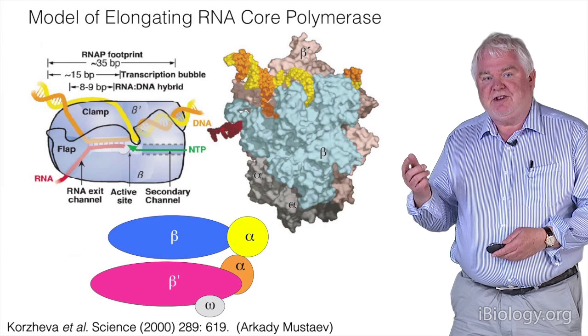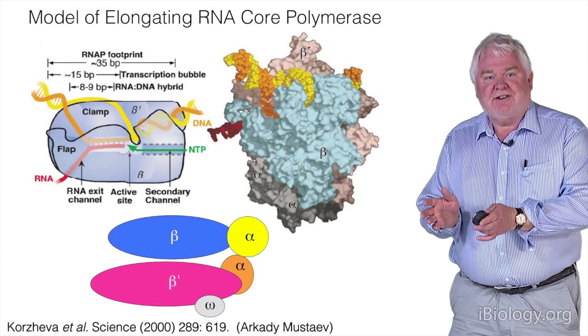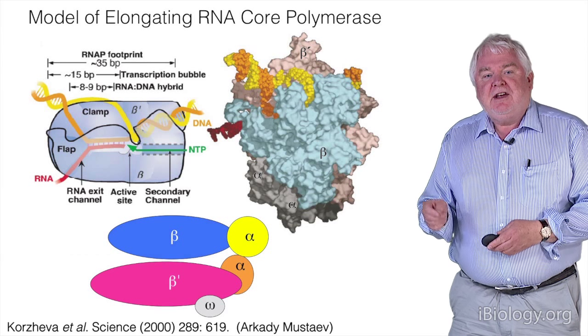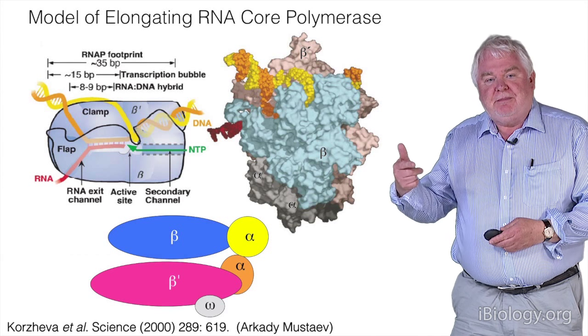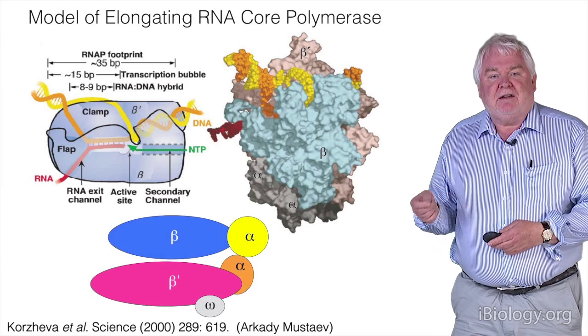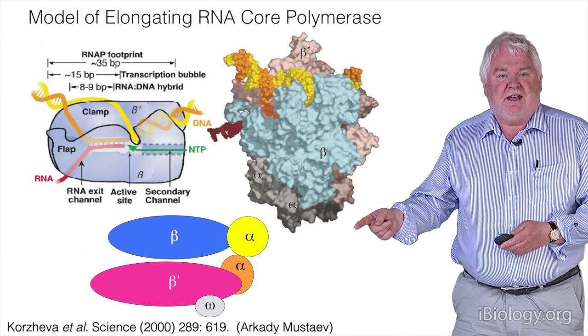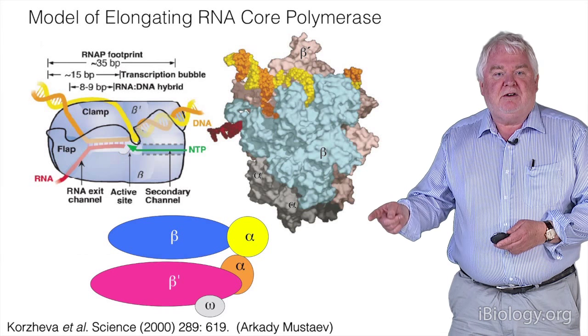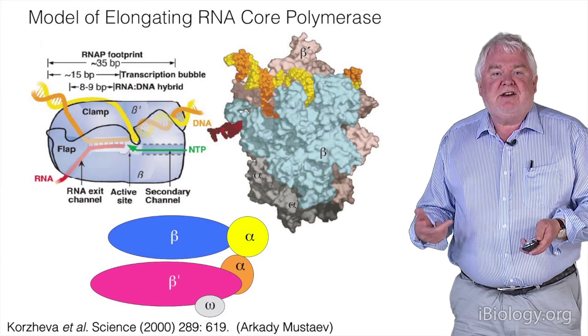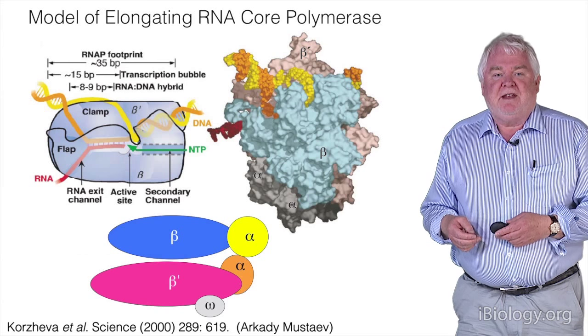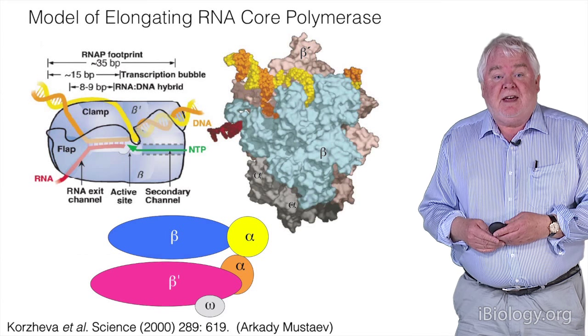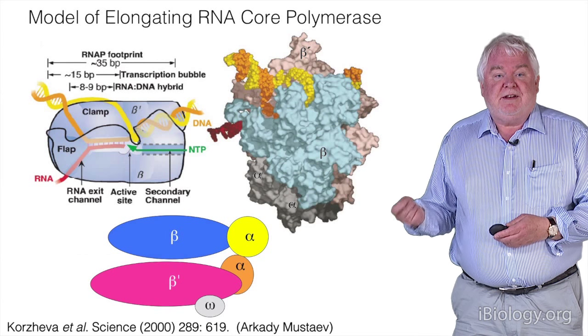It consists of the two big subunits that form the active site of the enzyme that actually does the job. And the two big subunits, beta and beta primed, are held together by two alpha subunits. So these are shown here in yellow and orange. And this is a highly conserved structure that is found actually in most living cells.